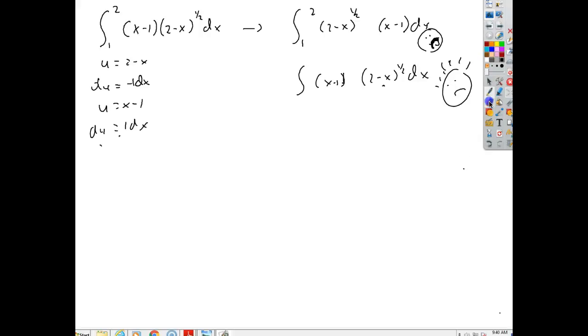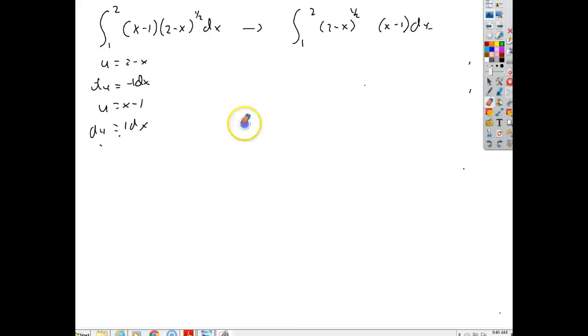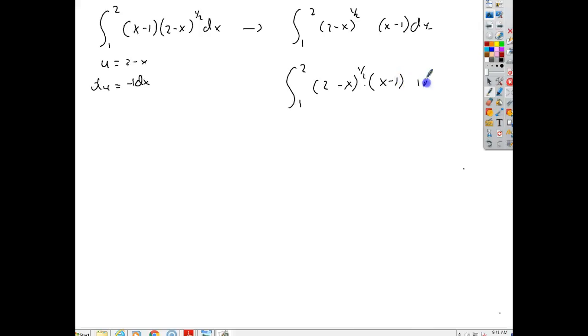Let me show you how. I'm going to go ahead and get rid of this. And I'm going to say, Kirkland, what do I have to do to make the back end look like -1 dx? The answer to the question is, I'm just going to put the -1 in there. And you're like, okay, that doesn't help me at all. But I'll show you how it does in just a moment. 1/2, and I got x minus 1, -1 dx.